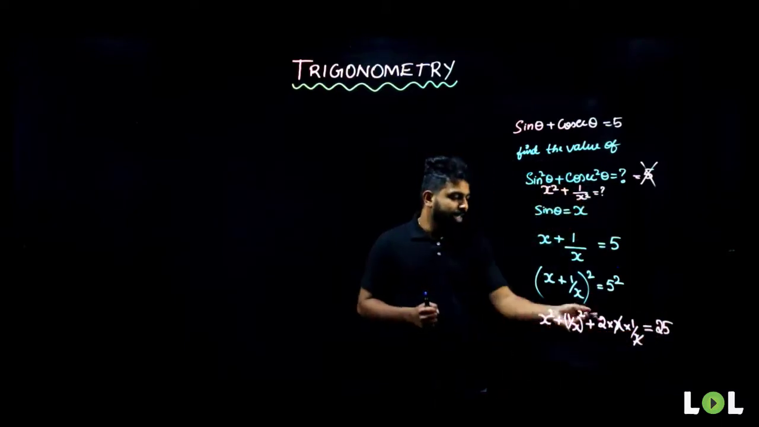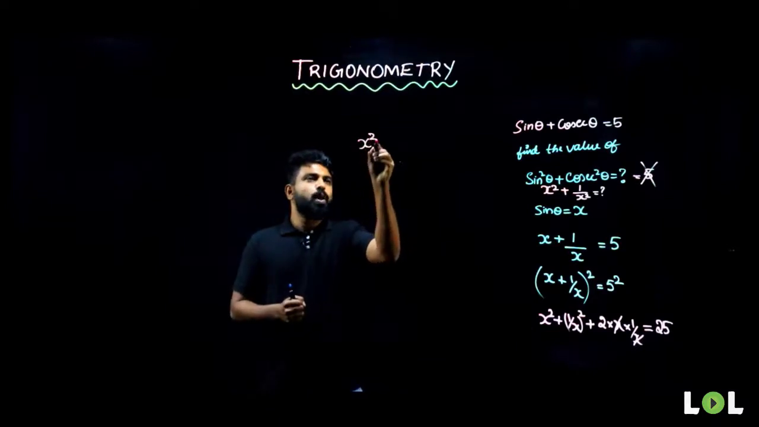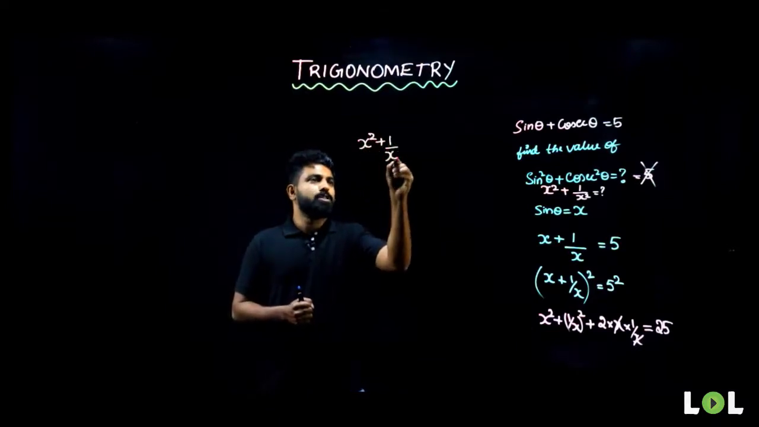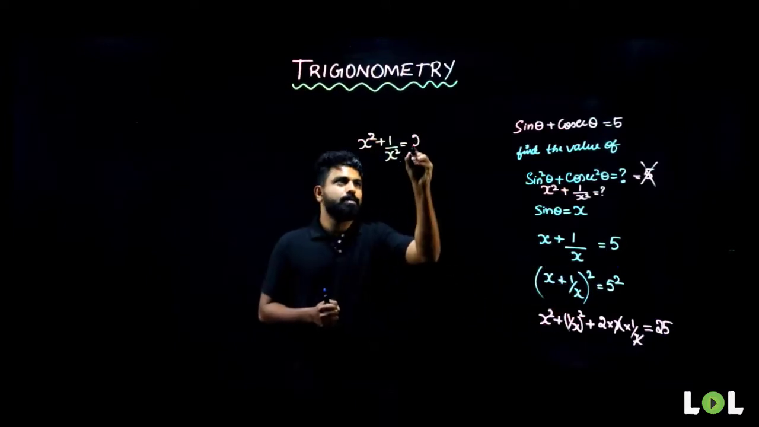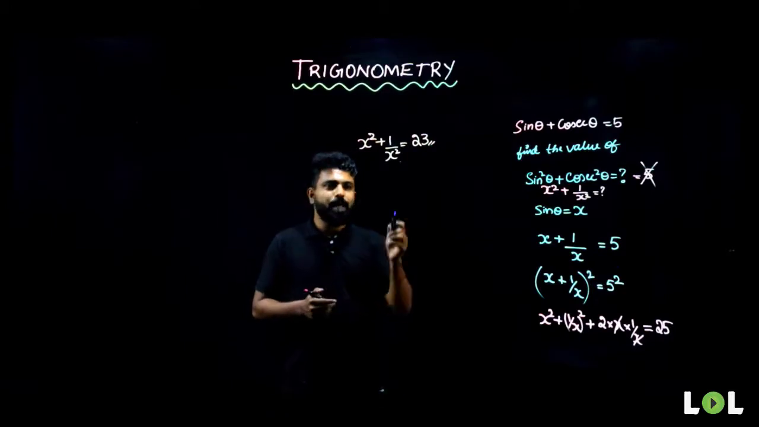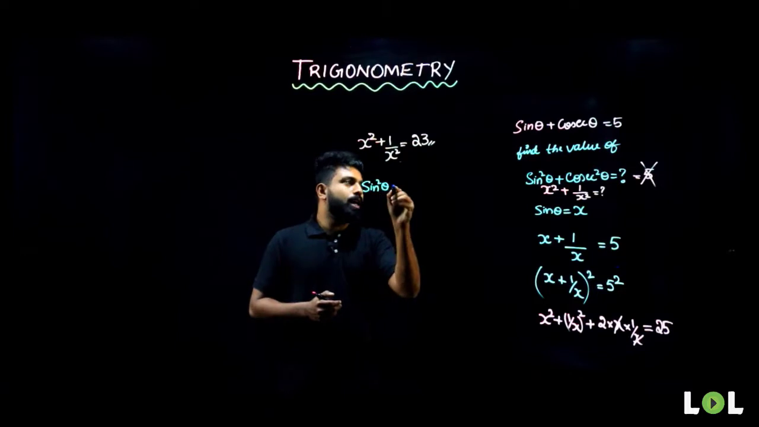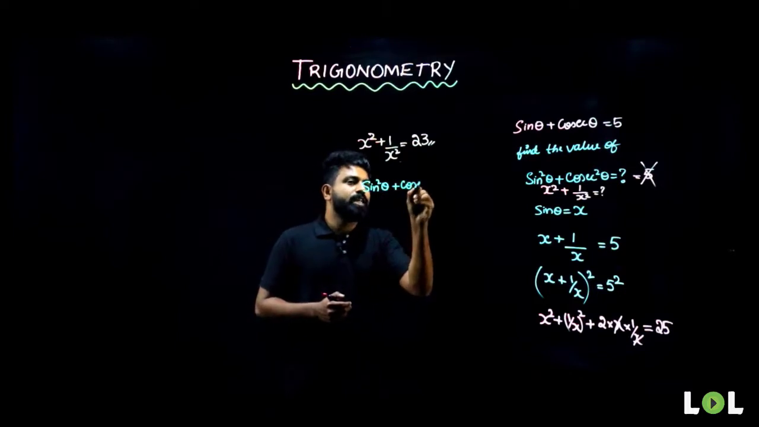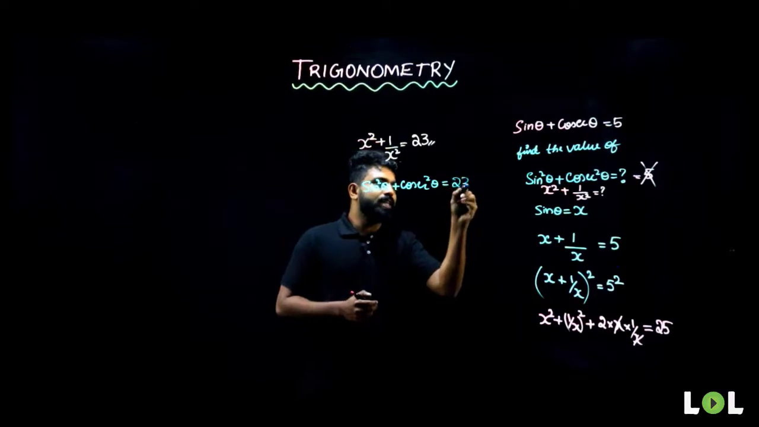Now I'll take my 2 to the other side. What will I be left with? X square plus 1 by x square will be equal to 25 minus 2, that is nothing but 23. So my final answer: sin square theta plus cosecant square theta will be equal to 23.